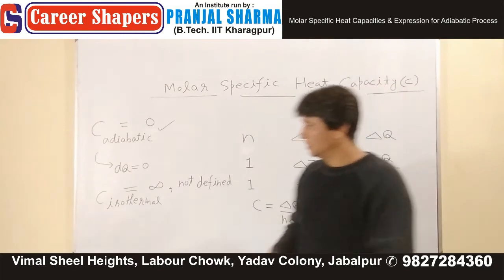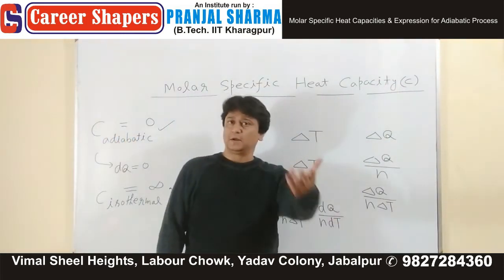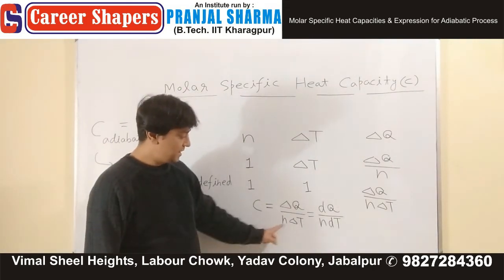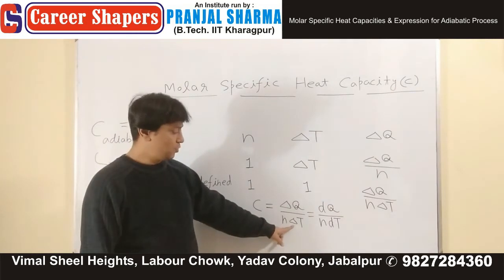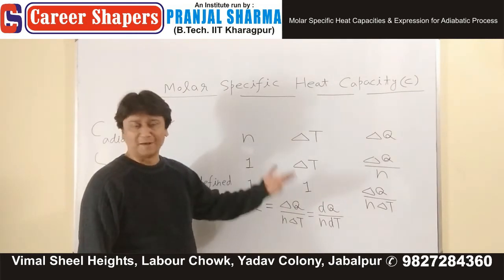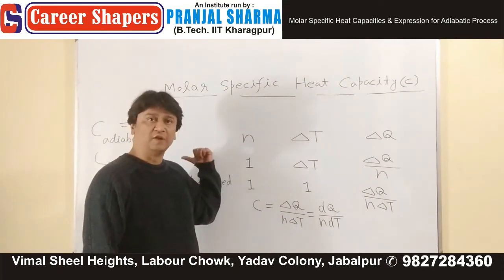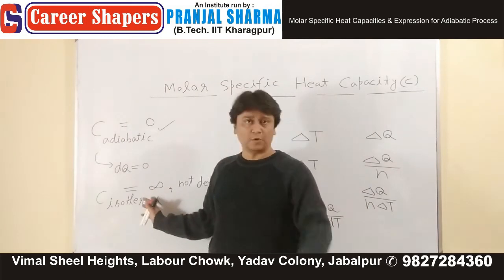How come? Look here. Infinite is very much clear once you look at this part, delta Q upon n delta T. It's an isothermal process and therefore delta T, there is no change in temperature, 0. Anything upon 0 is what? Infinite. So this must be clear to everyone.